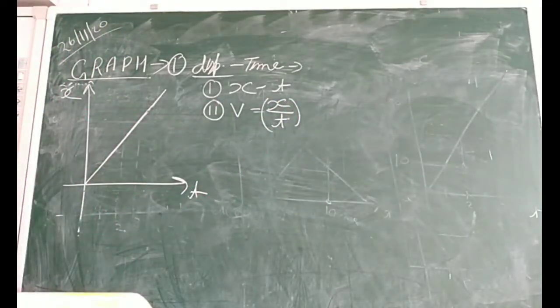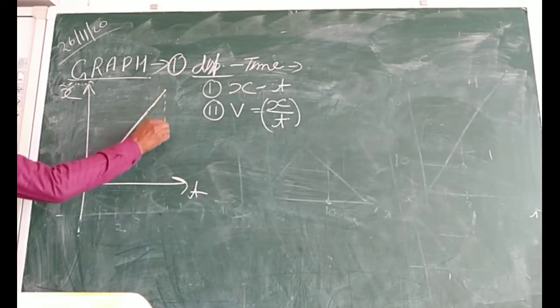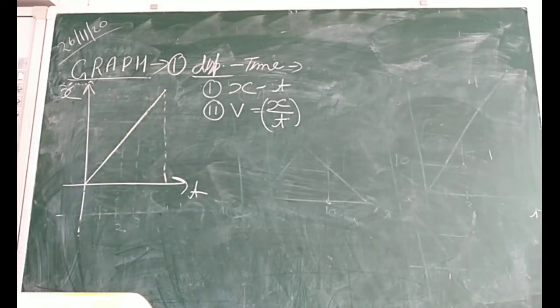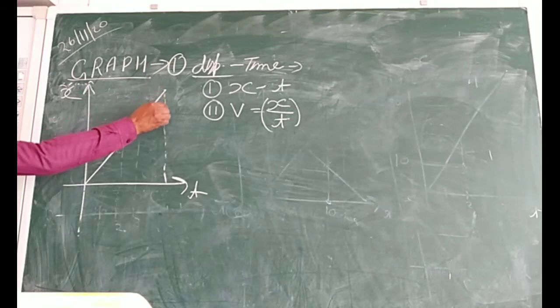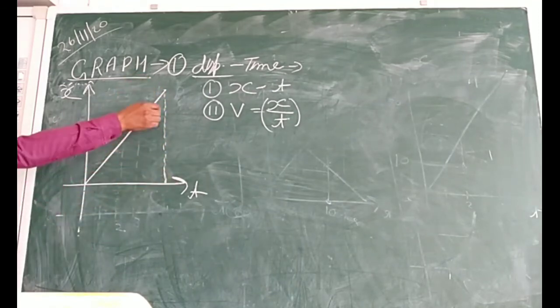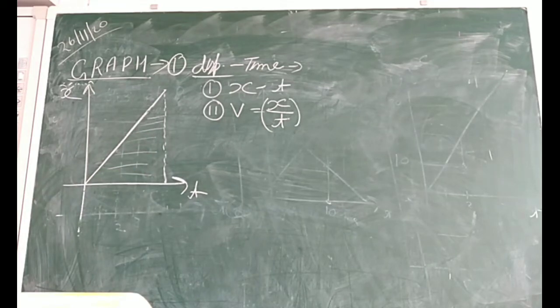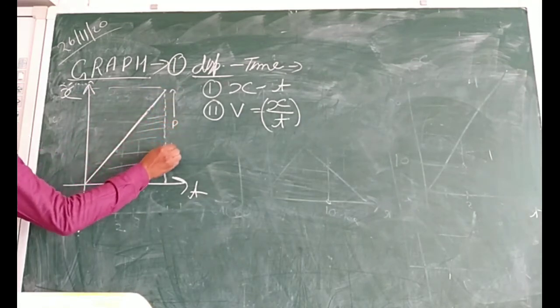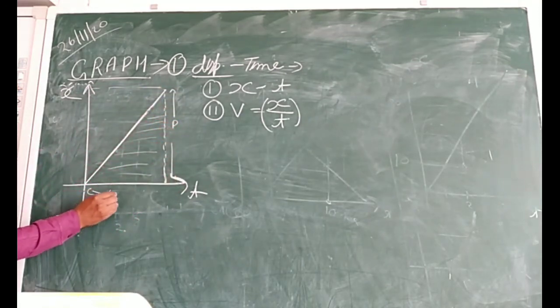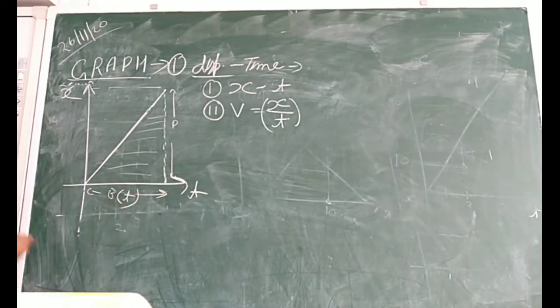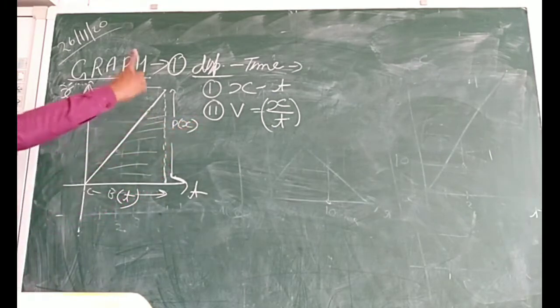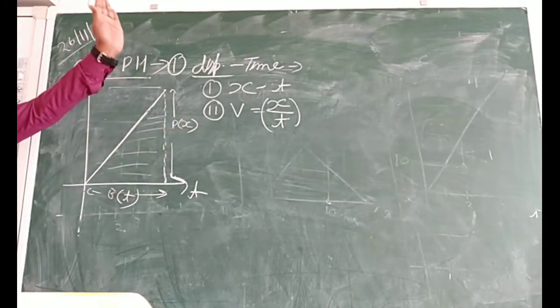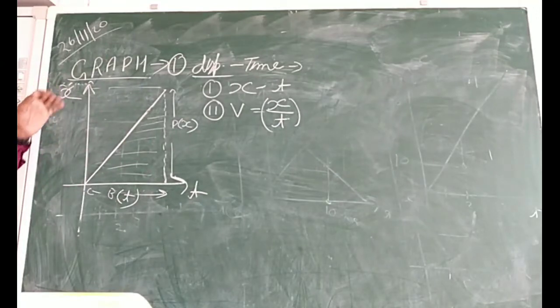Now, pause this graph. Suppose if I join this line to the x-axis, then now it looks like a right angle triangle, in which this is the perpendicular, and this is the base. Base is the time, and perpendicular is the displacement, because perpendicular is along the y-axis, and along the y-axis there is displacement.